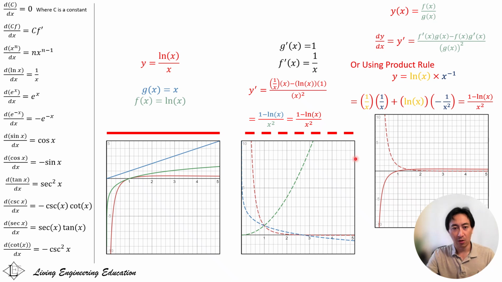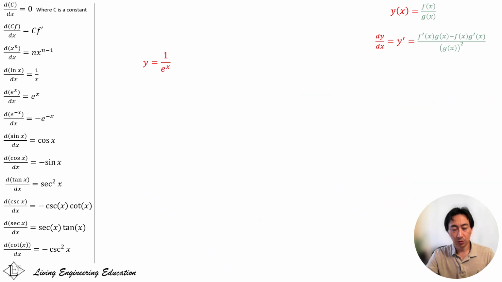So we'll take a look at one more example problem to solidify our understanding of the quotient rule. So this is an example problem of 1 over e to the x. So a couple things that we note here. First, we have a numerator of 1, a constant.